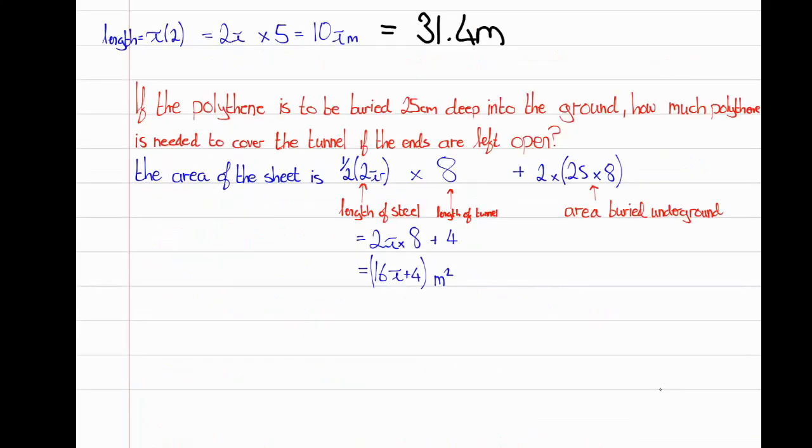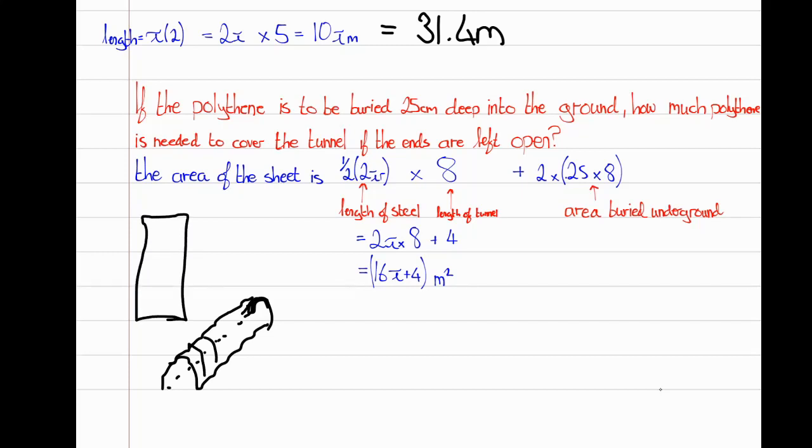So let's say we're then asked that the polythene has to be buried 25 centimeters deep into the ground. How much polythene are we going to need to cover the entire tunnel, assuming that both ends are left open? Okay, so if we take a look at what we need to cover the entire area, covering each of the poles, this sheet here will fold out like so.